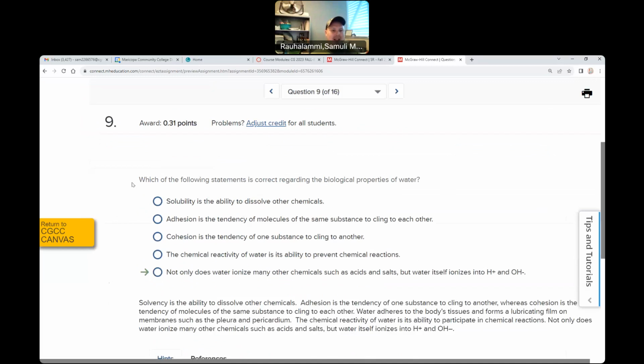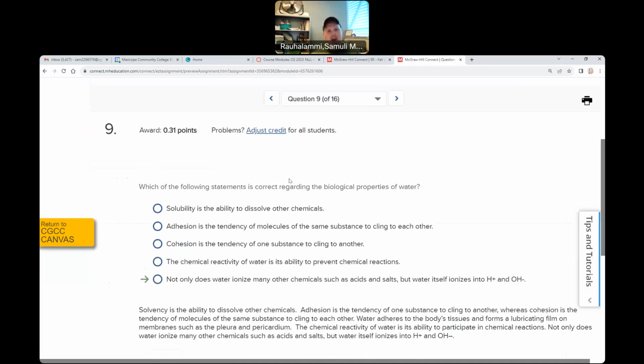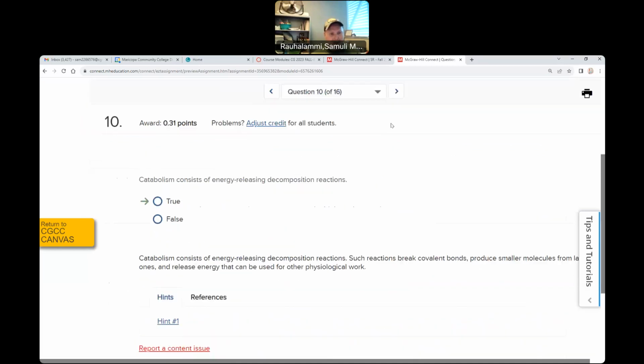The next question is again a multiple choice question. Which of the following statements is correct regarding the biological properties of water? We will see that not only does water ionize many other chemicals such as acids and salts, but water itself ionizes into hydrogen and OH. So we're seeing that as an example there.